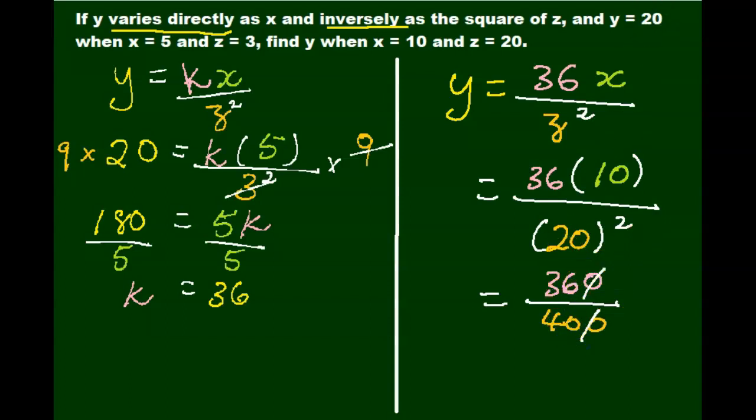36 and 40 are both divisible by 4. So that leaves me 36 divided by 4 is 9, and 40 divided by 4 is 10. And that's how we solve this problem.